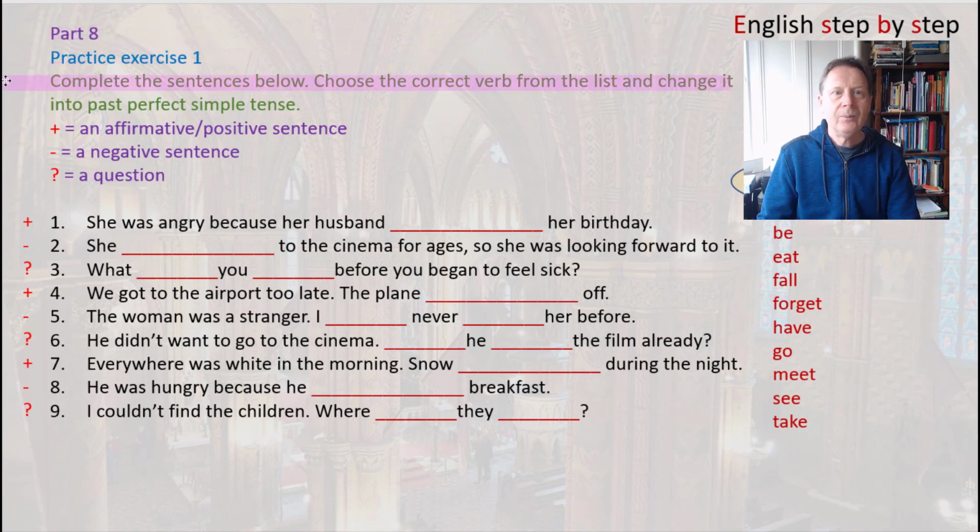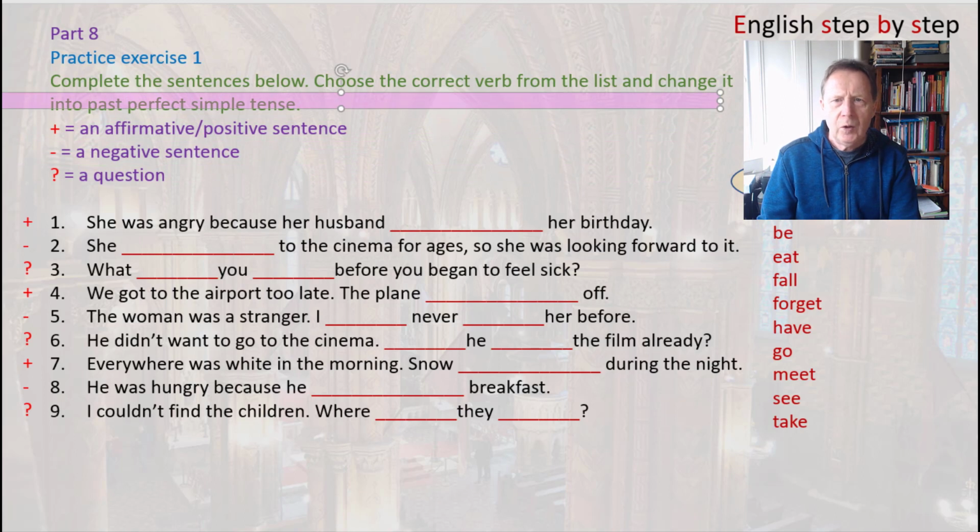Practice exercise 1. Complete the sentences below, choose the correct verb from the list, and change it into past perfect simple tense. You can use an affirmative sentence with an affirmative verb, a negative sentence, or a question. So you have to look at the indications on the left to check, is it affirmative, negative, or a question?